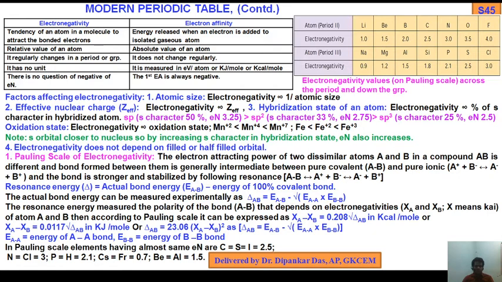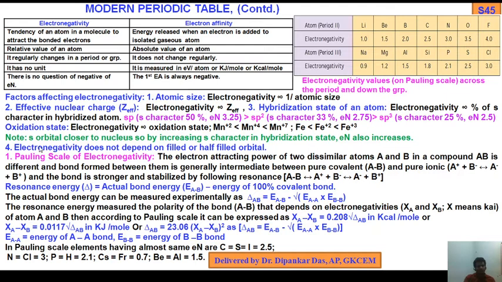Oxidation state. Electronegativity is directly proportional to oxidation state. The higher the oxidation state, the higher the electronegativity. Here, Mn2+ < Mn4+ < Mn7+, and Fe < Fe2+ < Fe3+. So what will happen? Mn7+ has the higher oxidation state, and Fe3+ has the higher oxidation state. So electronegativity will increase from Mn2+ to Mn7+. Similarly for Fe, Fe2+, Fe3+.